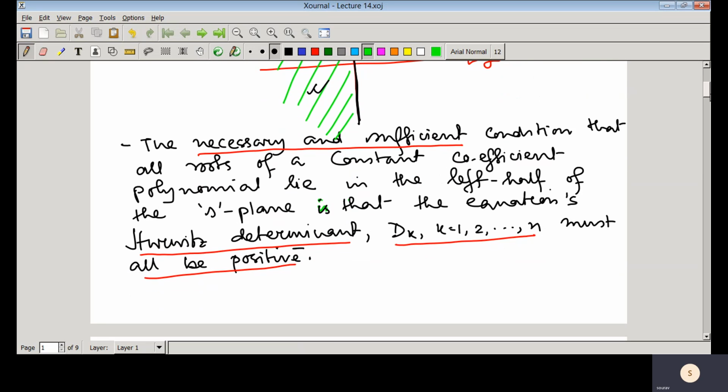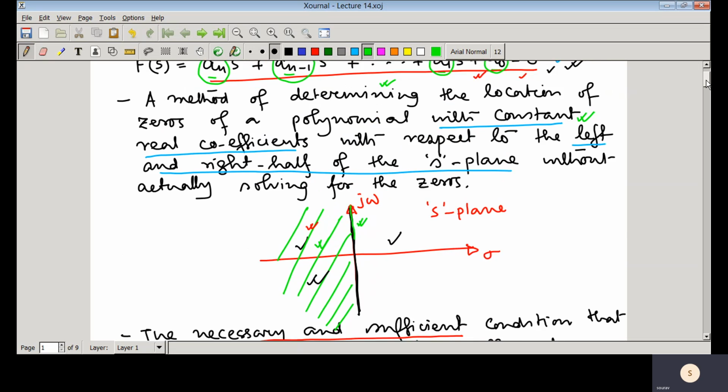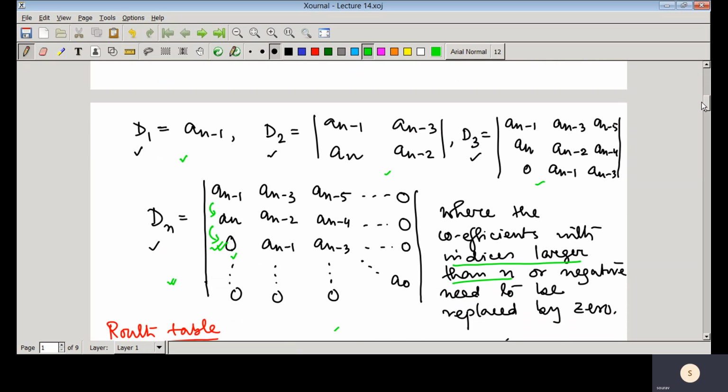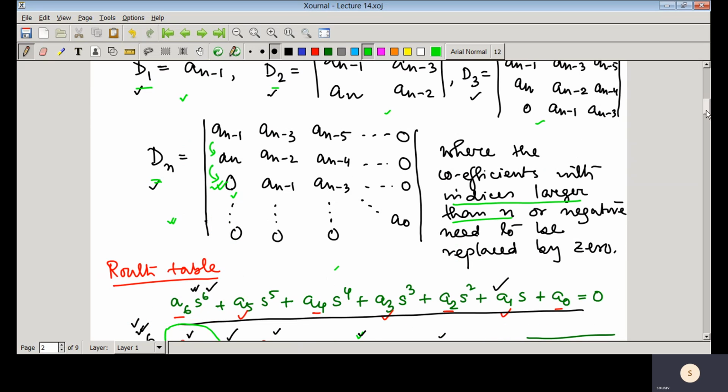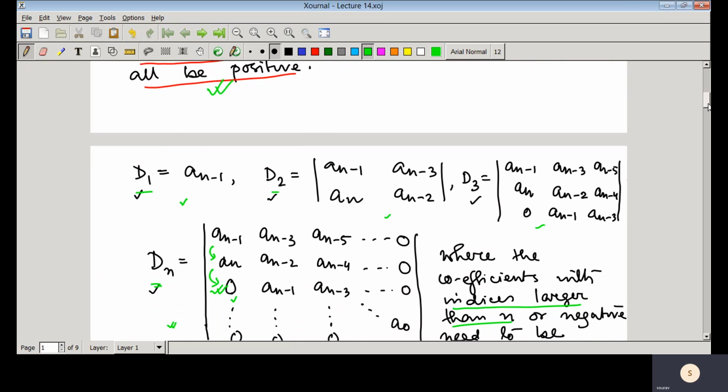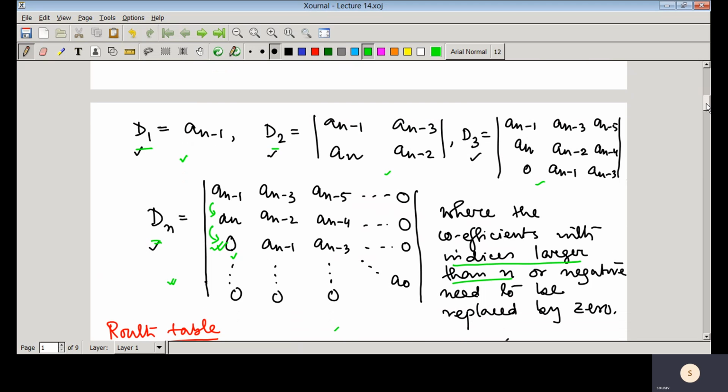The criteria was first proposed by Hurwitz, and it says that from this particular polynomial, if we find some determinants, which are called Hurwitz determinants, D1, D2, like that, then all the determinants should be positive. But finding or checking the positiveness of all the determinants is not so easy a task.